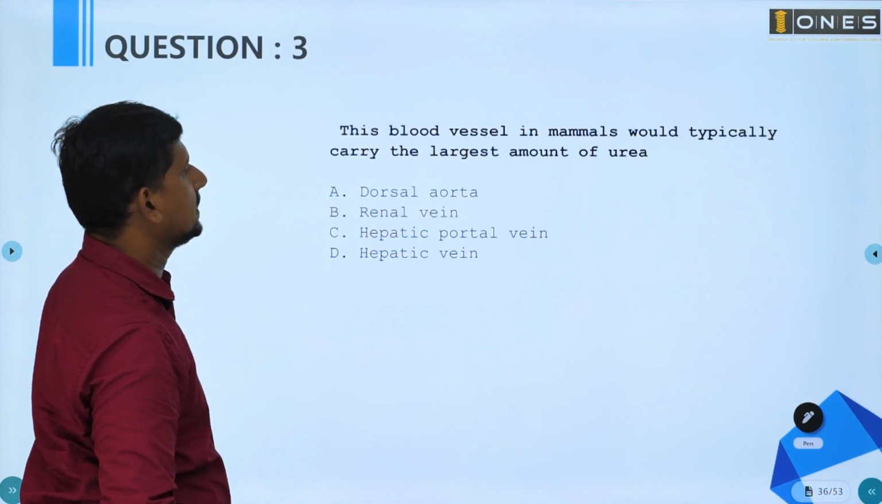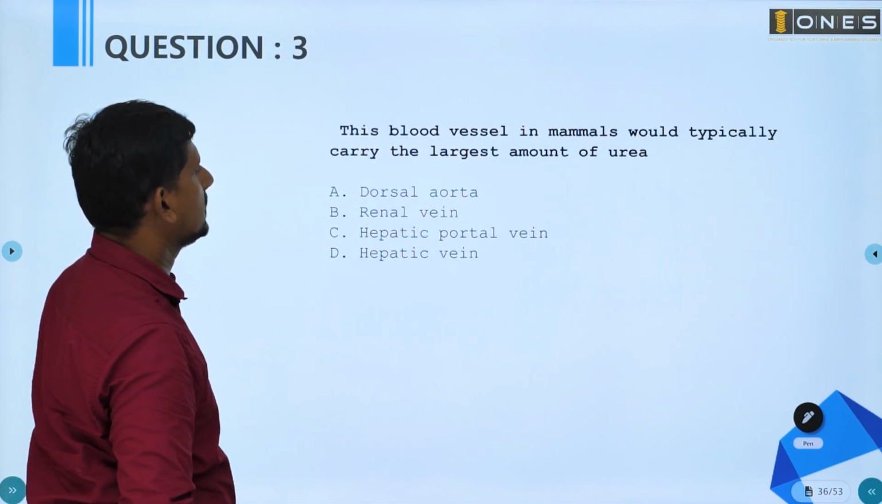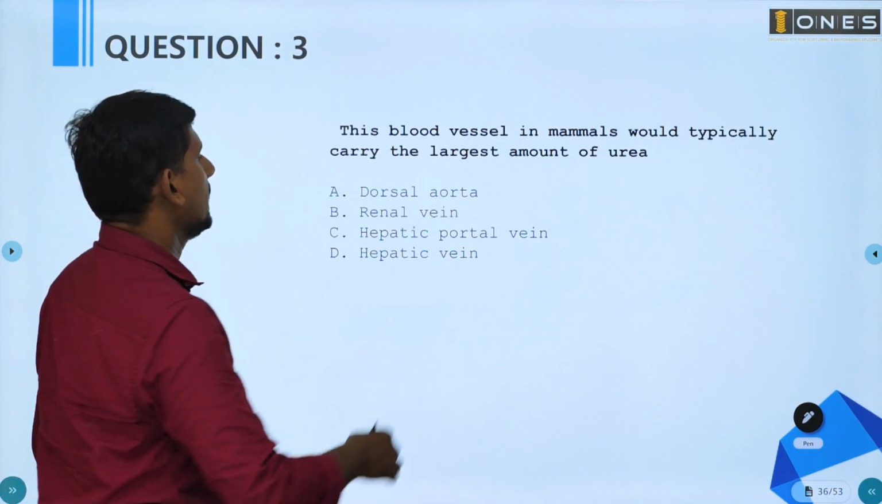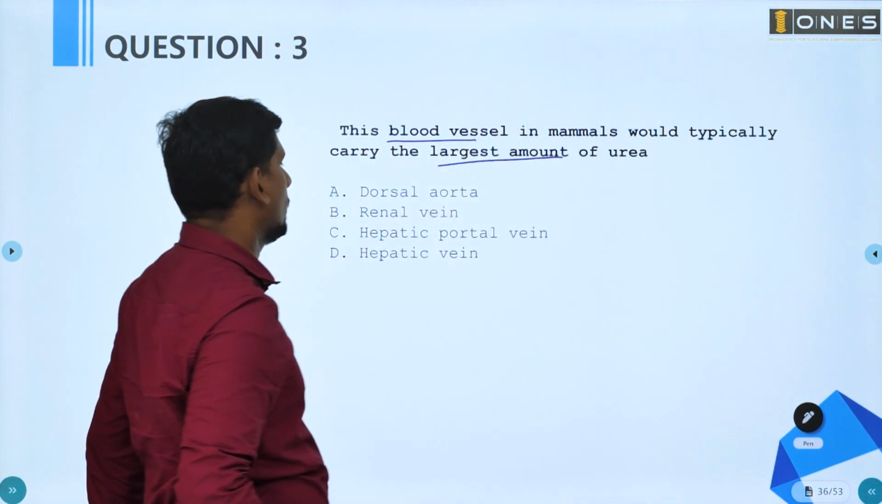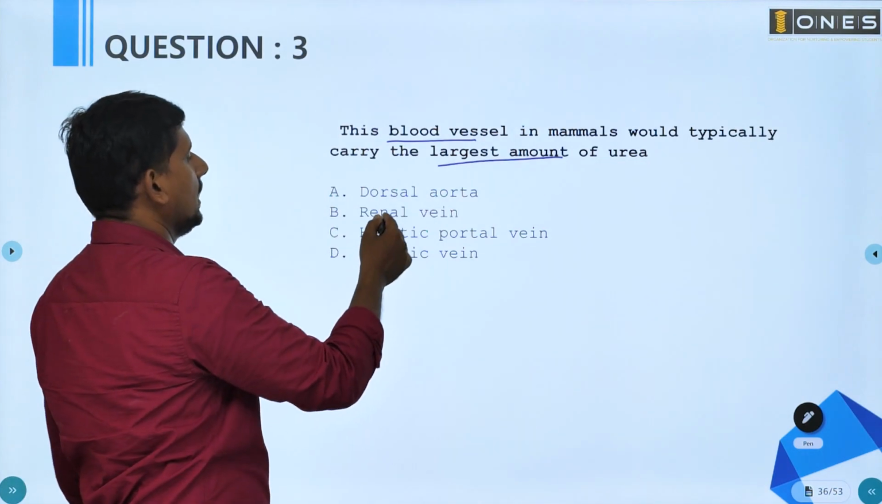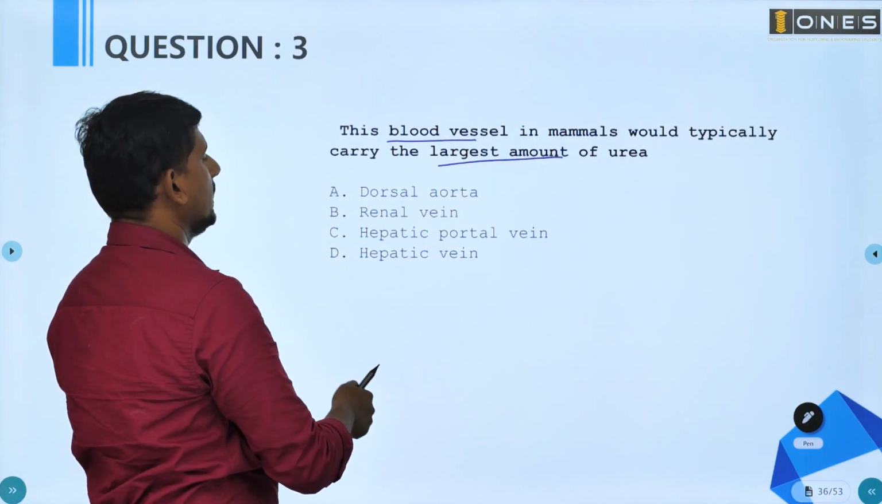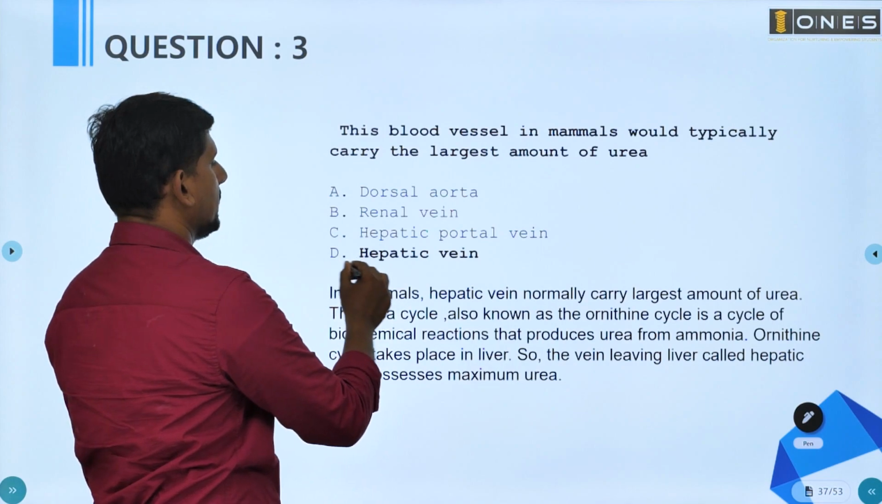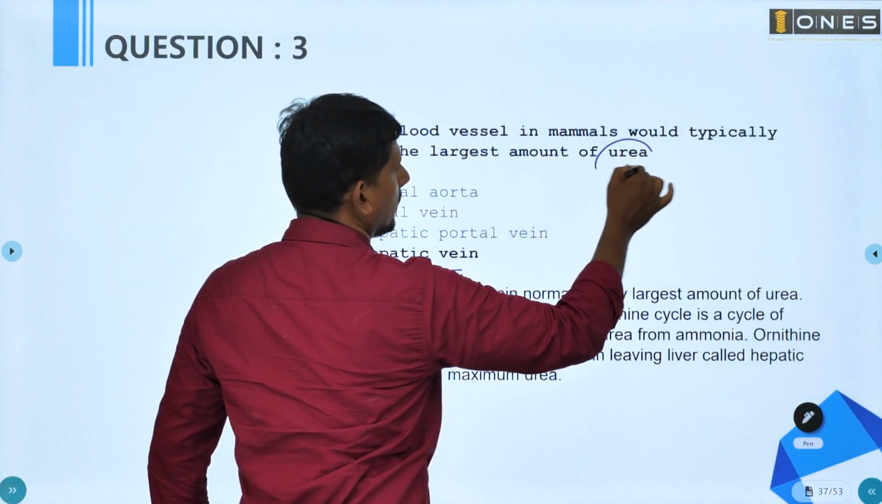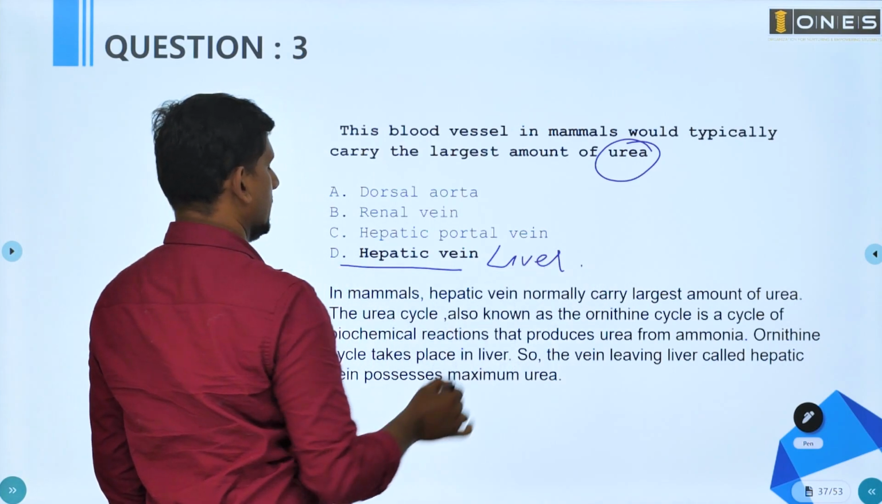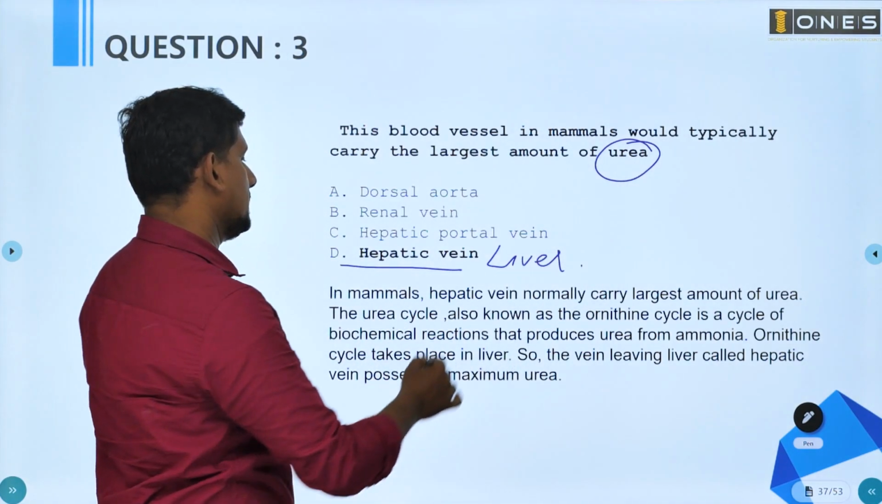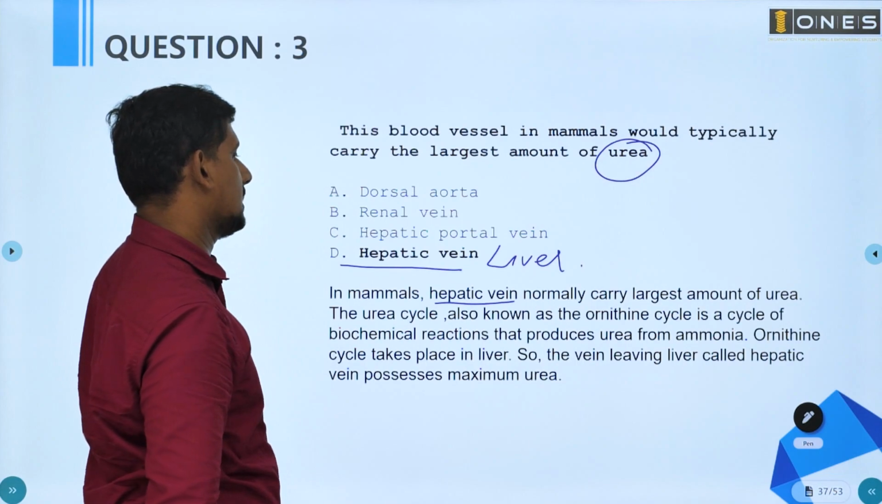Now, which blood vessel in mammals would typically carry the largest amount of urea? Options: dorsal aorta, renal vein, hepatic portal vein and hepatic vein. So the right answer is hepatic vein. Hepatic is related to the liver. In mammals, the hepatic vein normally carries the largest amount of urea.